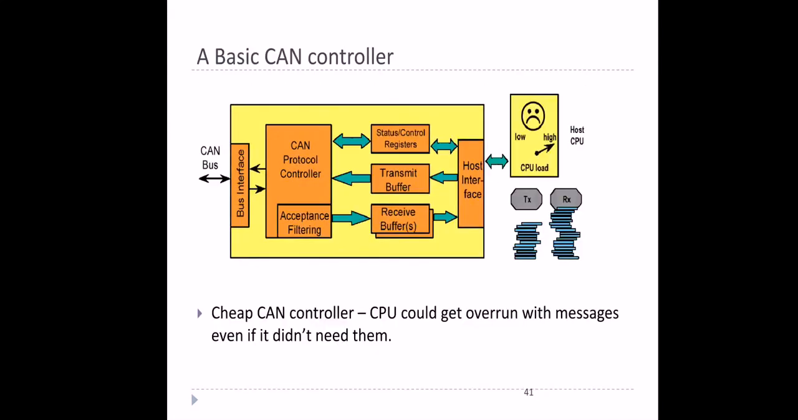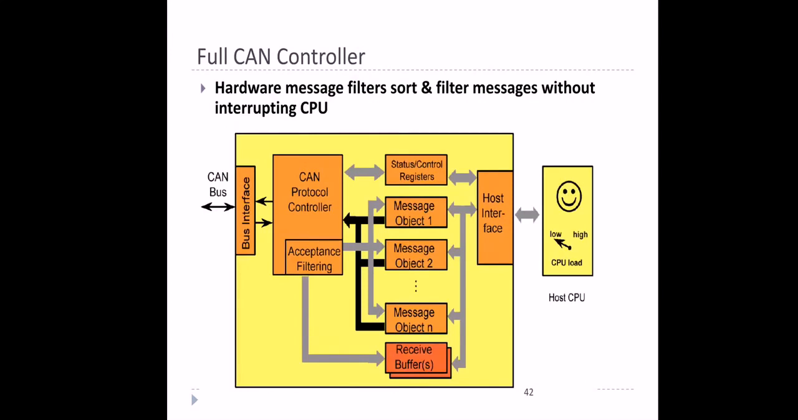So this is a basic CAN controller, and this is a full CAN controller. The hardware message filter sorts and filters messages without interrupting the ECU. We'll see the same bus interface. Again it comes with acceptance filtering, then it will check with the CAN protocol controller. It will send to the receive buffer as we have seen in the previous slide.